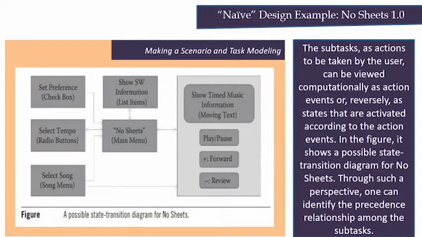Then the subtasks as actions to be taken by the user can be viewed computationally as action events, or reversely as states that are activated according to the action events. So in the figure, it shows a possible state transition diagram for No Sheets. Through such a perspective, one can identify the precedence relationship among the subtasks.